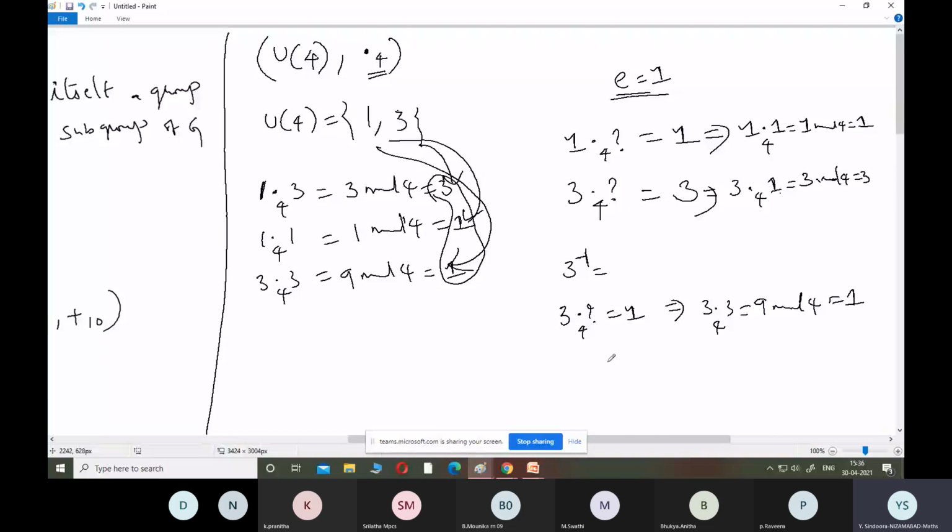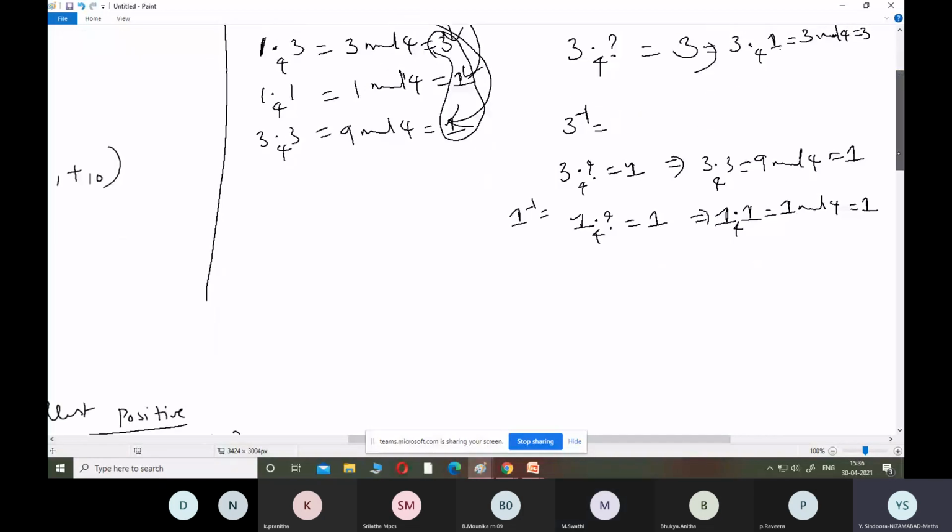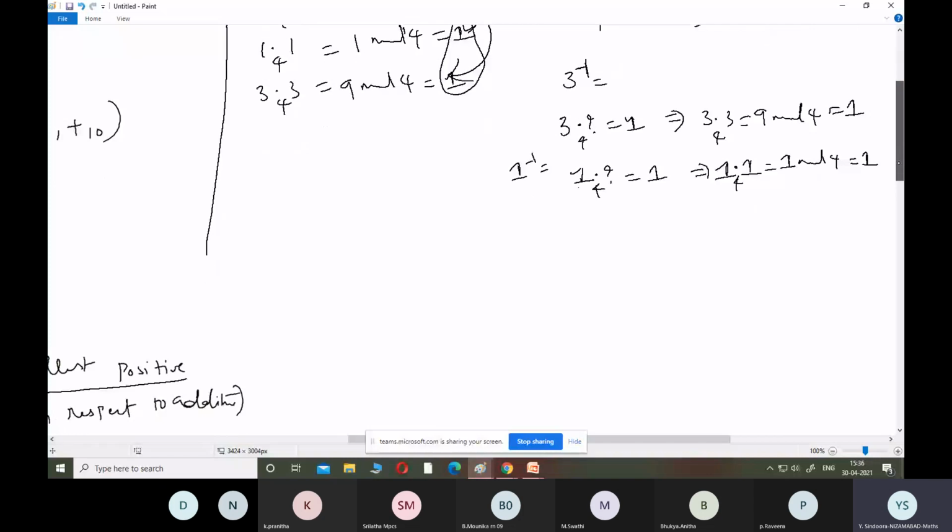1 multiplied with what and taken modulo 4, I'll be getting 1. What is inverse of 1? 1, ma'am. 1, very good. So 1 into 1 is 1, and modulo 4 is equal to 1 for us. So 1 inverse is 1 here. So let us form a Cayley table for this.